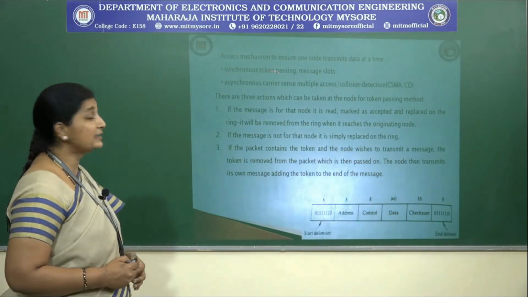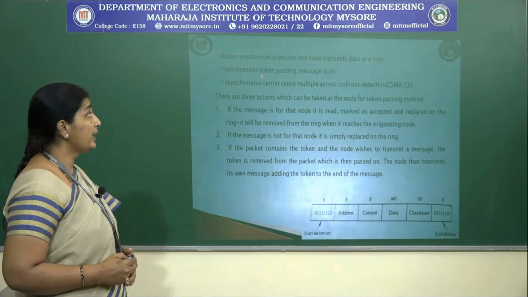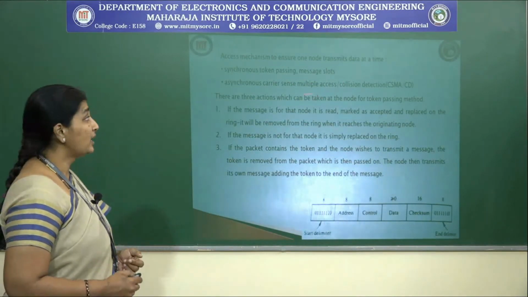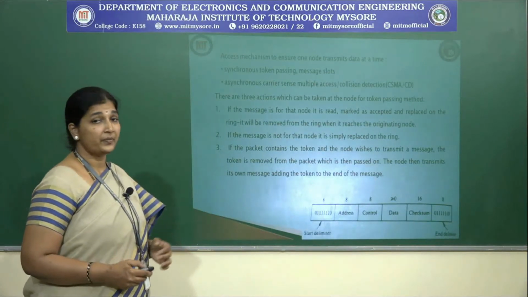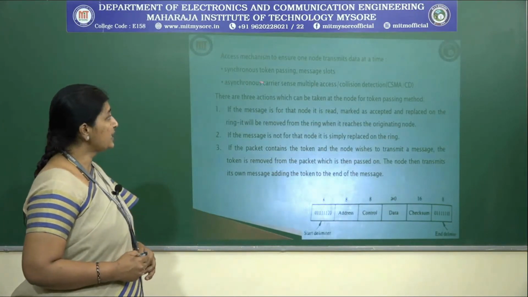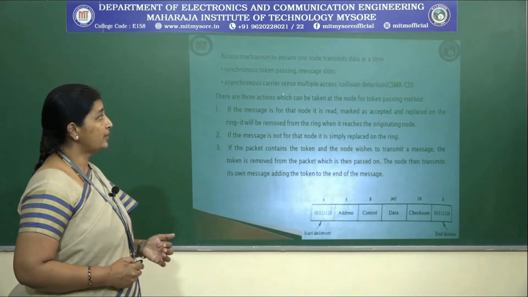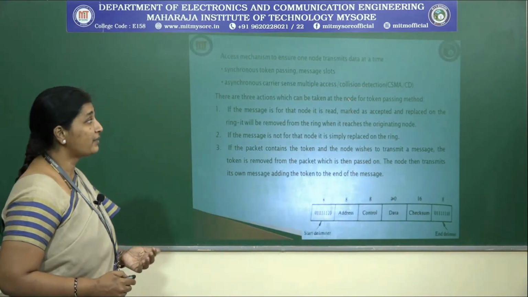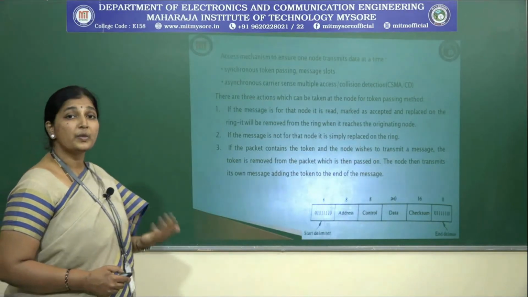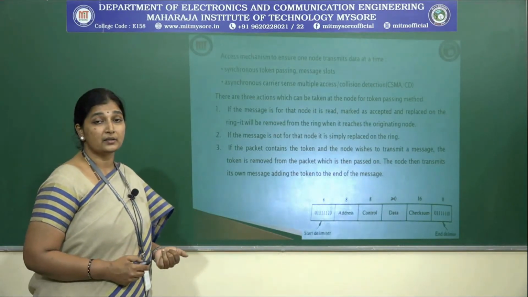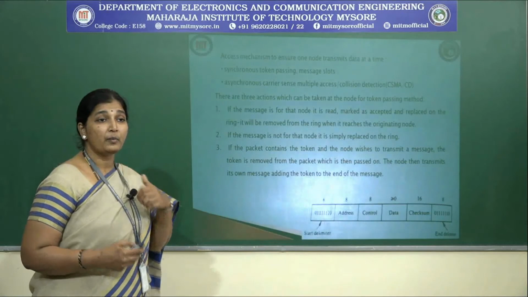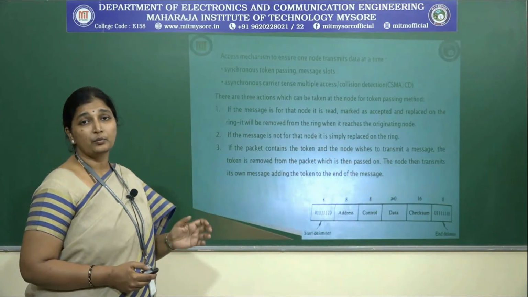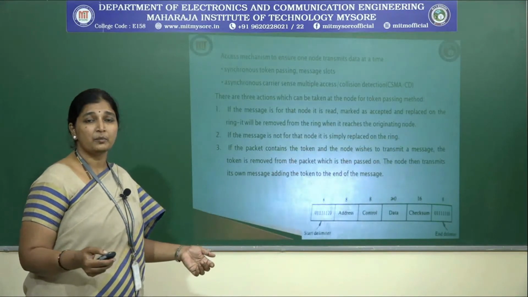Here, access using the synchronous mode can be dealt with under two different heads. One is called token passing, the other is called message slot. Then using an asynchronous carrier, you can have carrier sense multiple access, or collision detection can also be implemented in the case of asynchronous, because in asynchronous mode you have multiple data being sent at the same time, and it could be on the same transmission path.